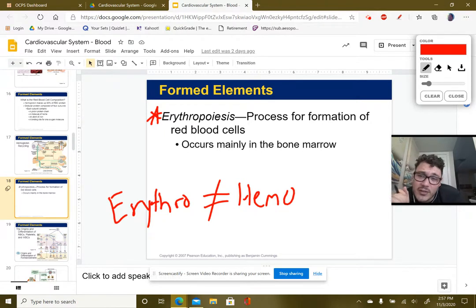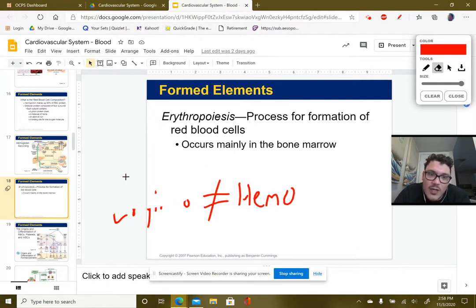Hemopoiesis, as I mentioned earlier in this video, is the creation of any blood cell, which includes red blood cells, white blood cells, and platelets. Erythropoiesis is strictly the creation of red blood cells. Do not get confused on that. You're going to see some questions associating to that later on in this particular unit.